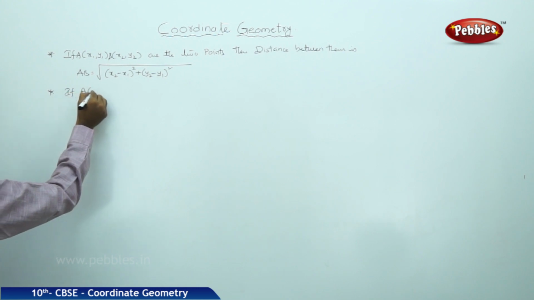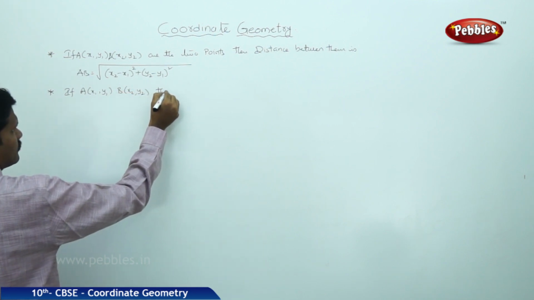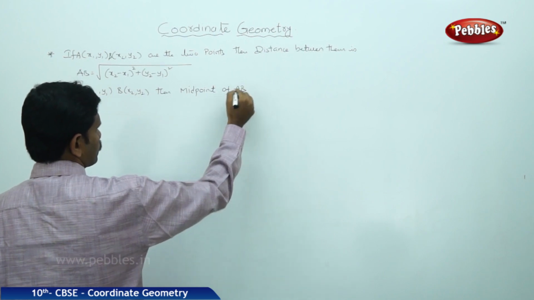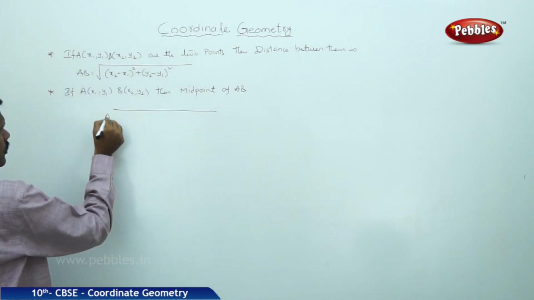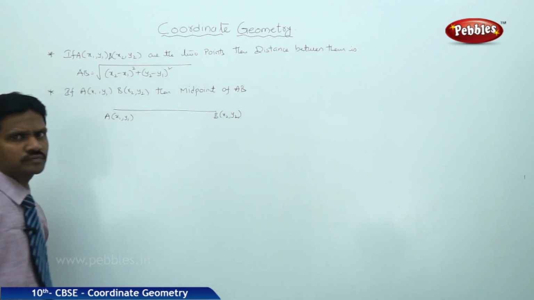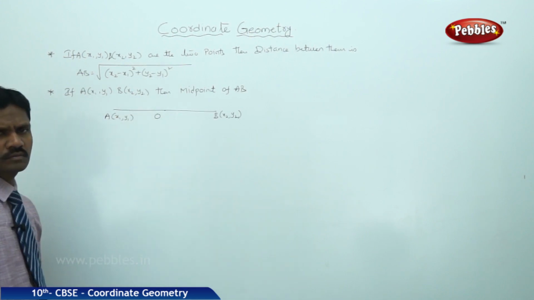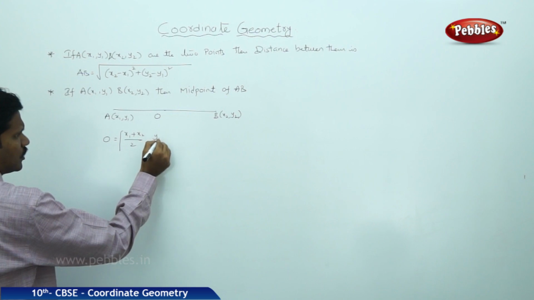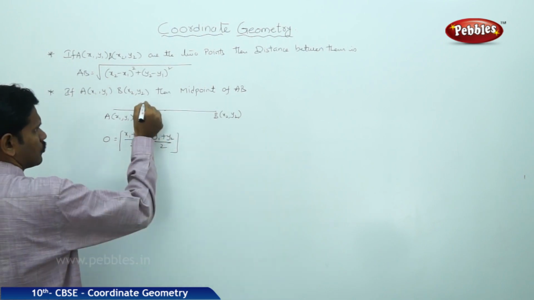If A is (x1, y1) and B is (x2, y2), then the midpoint of AB, that is, of A(x1, y1) and B(x2, y2). Suppose the midpoint is O. The formula is O = ((x1 + x2)/2, (y1 + y2)/2), that is, O divides AB in the ratio 1:1.